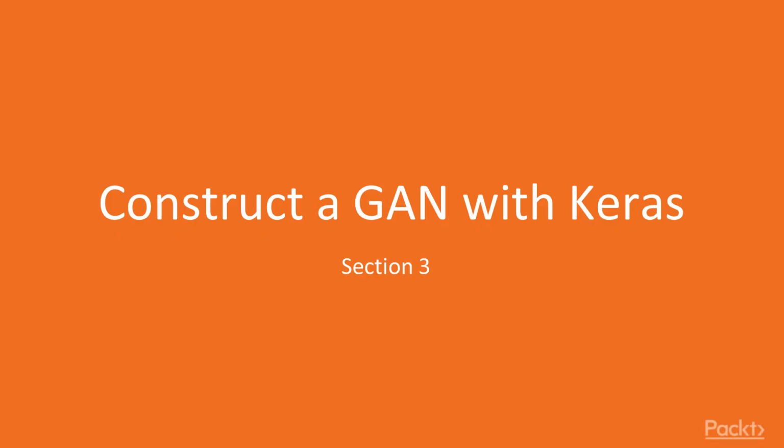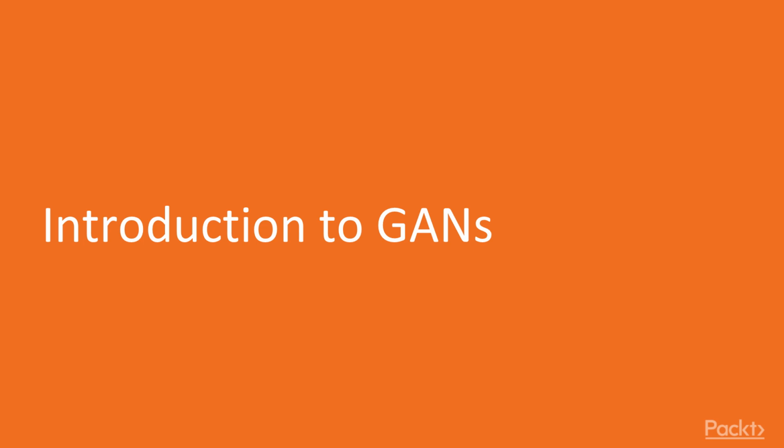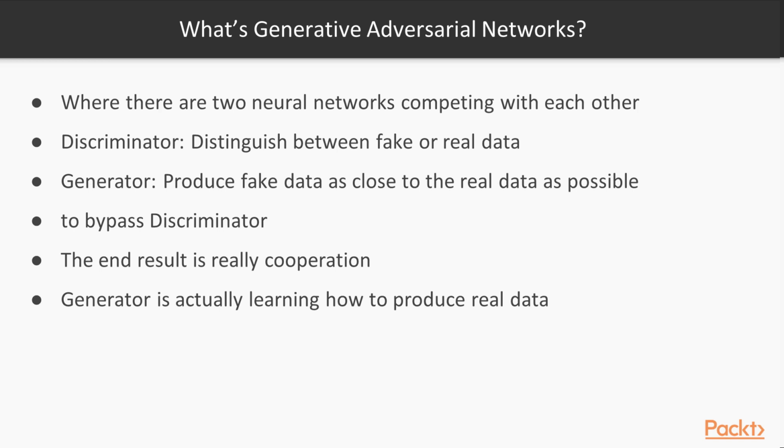Hello and welcome to section 3, constructing generative adversarial networks with GANs. We'll get started with just introducing the concept of those networks and how they really work. So what are generative adversarial networks? They're basically two networks that are competing with each other.